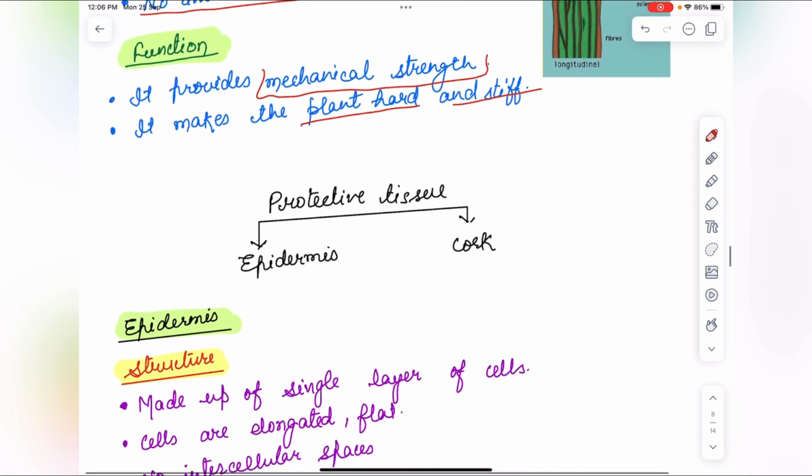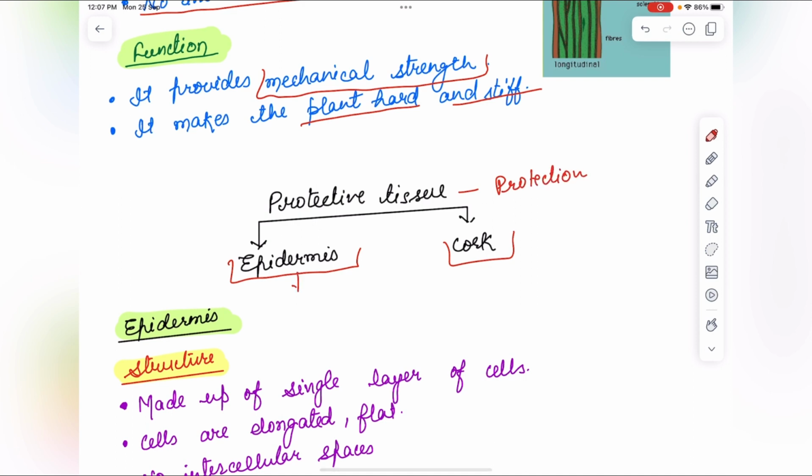Now we'll see protective tissue. Protective tissues are of two types, that is epidermis and cork. What will be the function of the protective tissue? It will provide protection to the plant. What is epidermis? Epidermis is the outermost layer on plants. It is the outermost covering of the plant. This is a protective tissue that covers the entire surface of the plant, and it will protect from infection, from water loss, and it also regulates the gaseous exchange in plant cells.